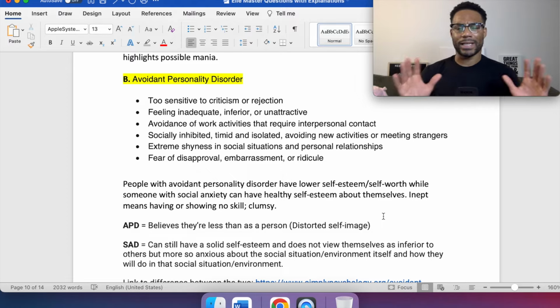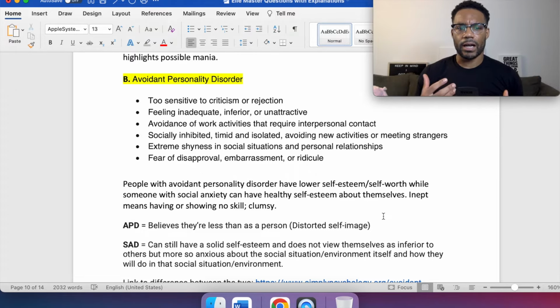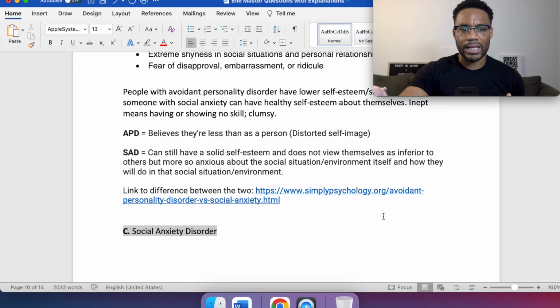And we may say, wait a second, hold on one second. That looks a lot like social anxiety disorder. How can we really know the difference?